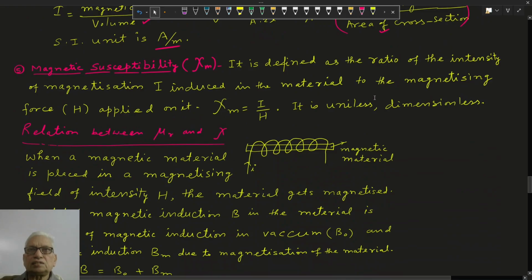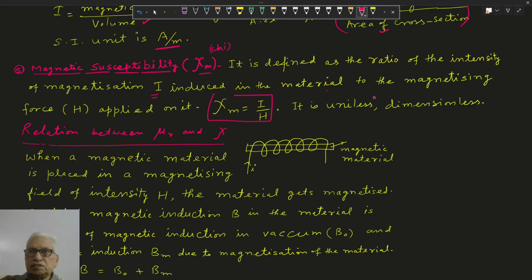Now magnetic susceptibility, chi m, we pronounce it as chi. Magnetic susceptibility chi m is defined as the ratio of the intensity of magnetization I to the magnetizing force H. So this is the formula for magnetic susceptibility, I upon H. It is unitless, dimensionless. We have to derive the relation between mu r and chi, which is also important here.